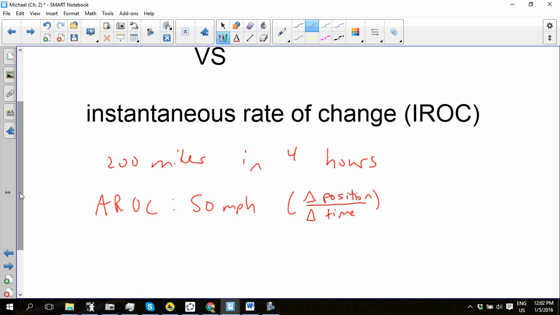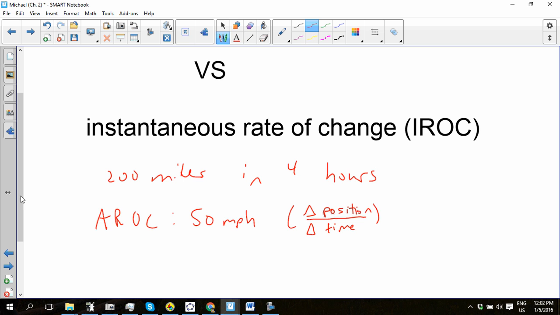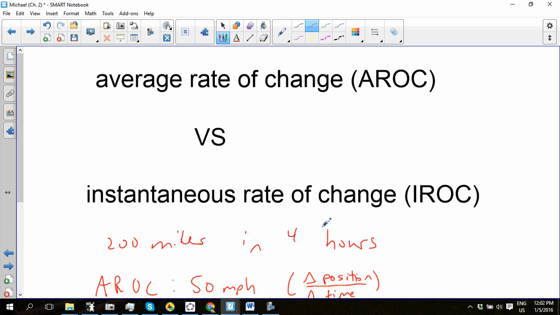Okay, now, does that mean you were traveling 50 miles per hour the entire 4 hours? No. That's your average speed or velocity over that time interval. Your instantaneous rate of change would be how fast you're traveling at a particular instant during the 4-hour period.